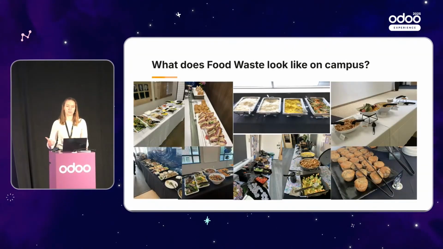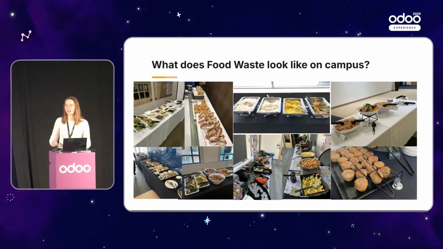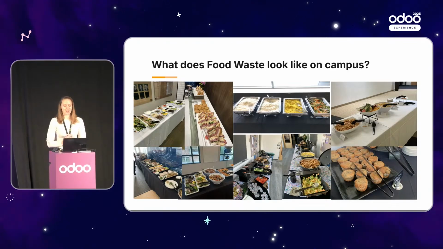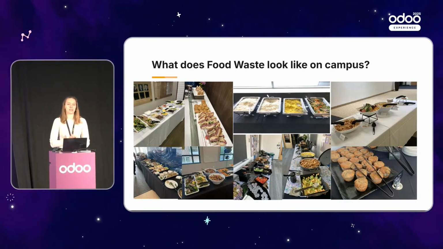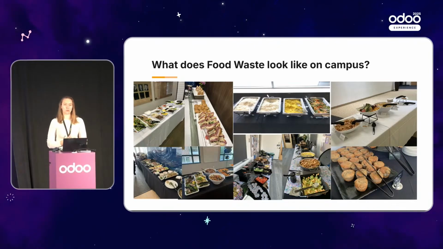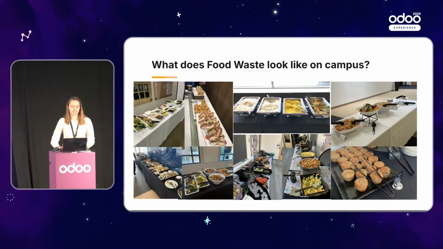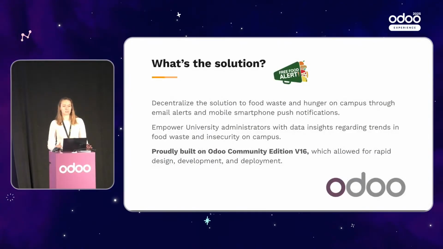And here's some more examples. Again, this is the food left over at the end of the event. Some of these trays are like 2/3 full, and yet that's the amount of food waste that event coordinators sometimes have to manage at the end of an event. And before there was Free Food Alert, there was really no solution for event coordinators for this type of quantity of food waste. And so what's the solution?